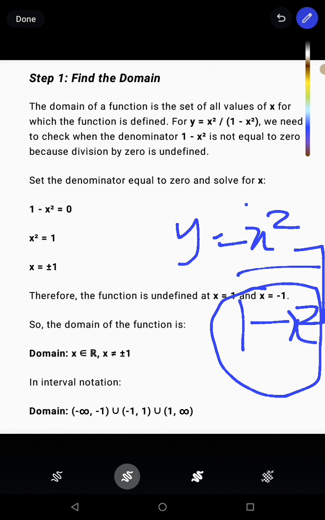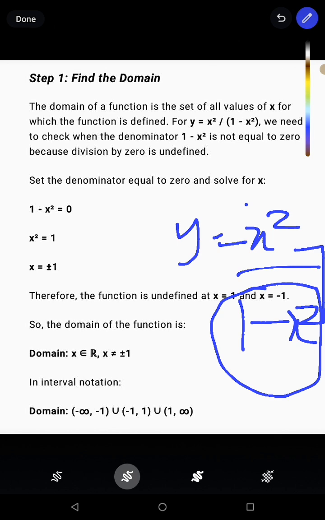So what do you need to do? Once you are told to find the domain, just go to the denominator and look for the values of x for which that thing is going to be equal to 0. And how do you do that? Just set the denominator equal to 0. So that will be 1 minus x squared equals 0, which is the same as x squared equals 1. So x is going to have two values because of the degree. The degree is 2. That will be plus 1 or minus 1.